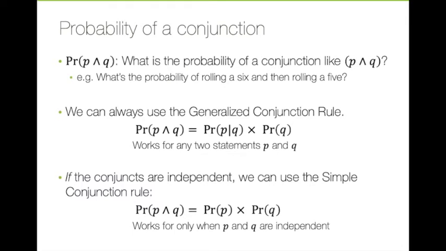We also have a formula that works to calculate the probability of a conjunction in special circumstances, just like we did for disjunction. So if the conjuncts P and Q are independent, we can use our simple conjunction rule. That tells us that the probability of the conjunction P and Q can be given by the probability of P times the probability of Q. Again, that only works if we know that P and Q are independent.